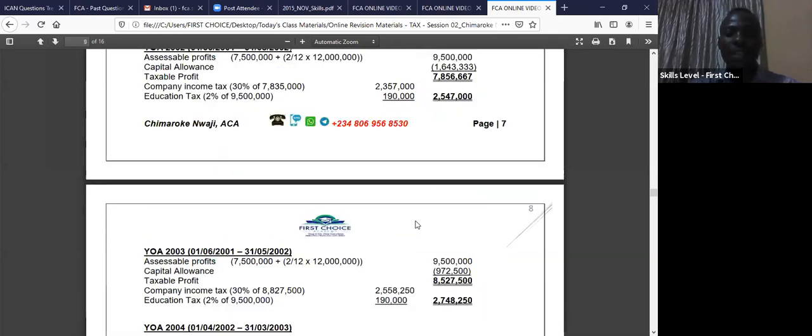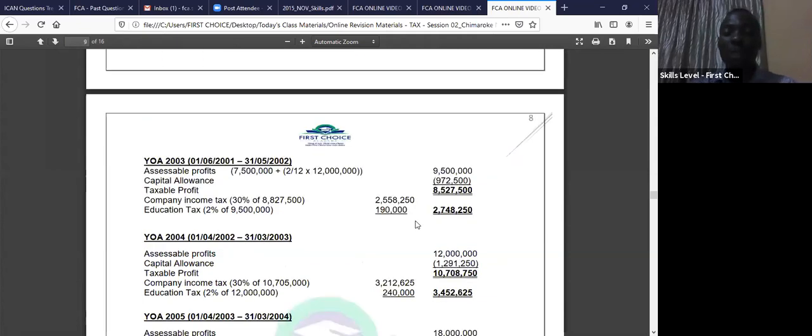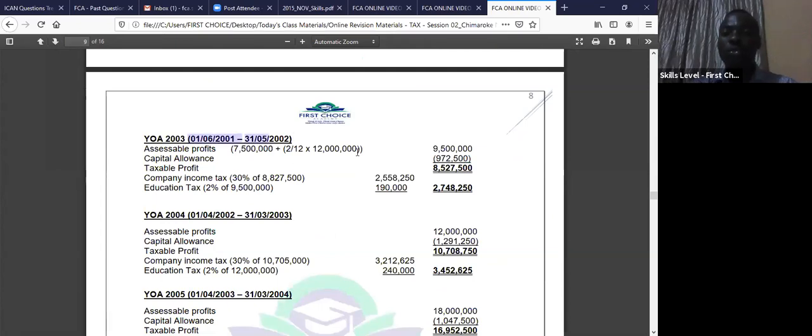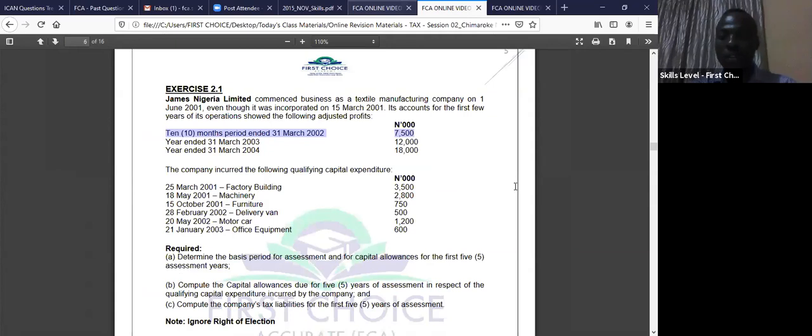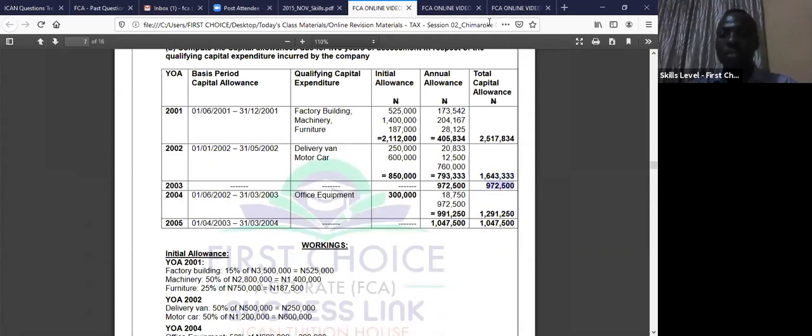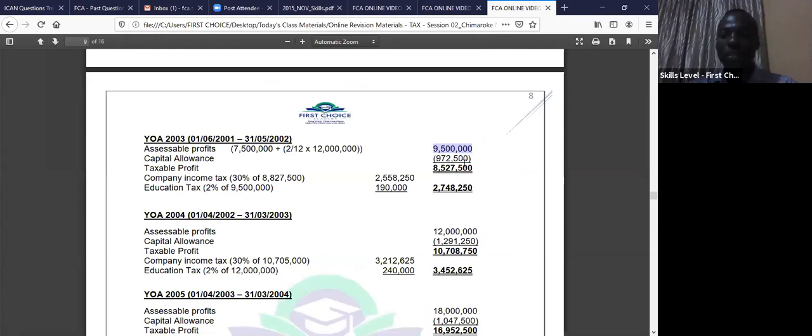2003. Assessable profit, you see it. We remember that 2 was a repetition. It's not surprising we are doing the same working here. We are getting this figure, but our capital allowance will not be the same, because our capital allowance, we got a figure 972,500. So that's what we used here. So we got a new taxable profit. 30% of it will give us this figure. Your education tax does not change from the last one. Still the same figure.